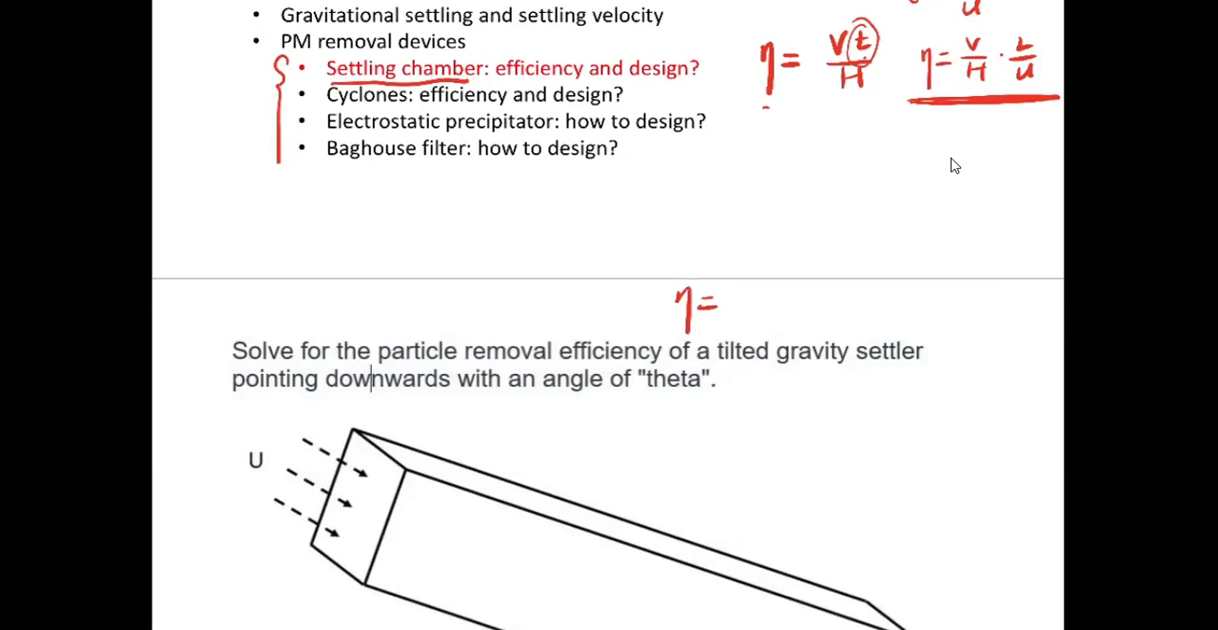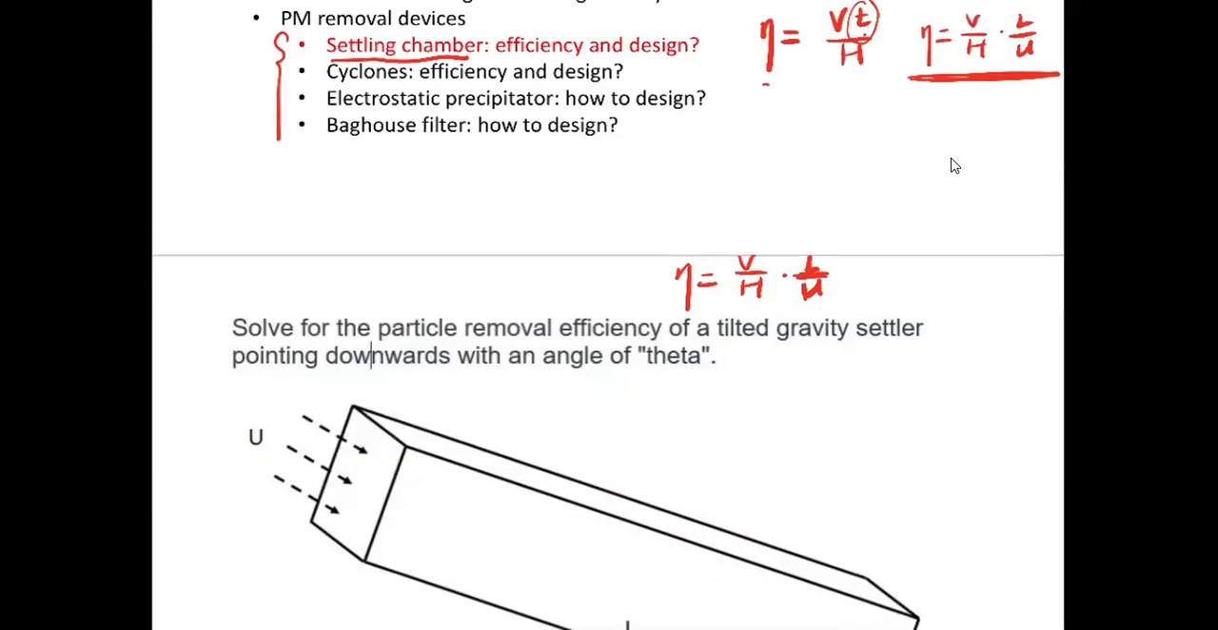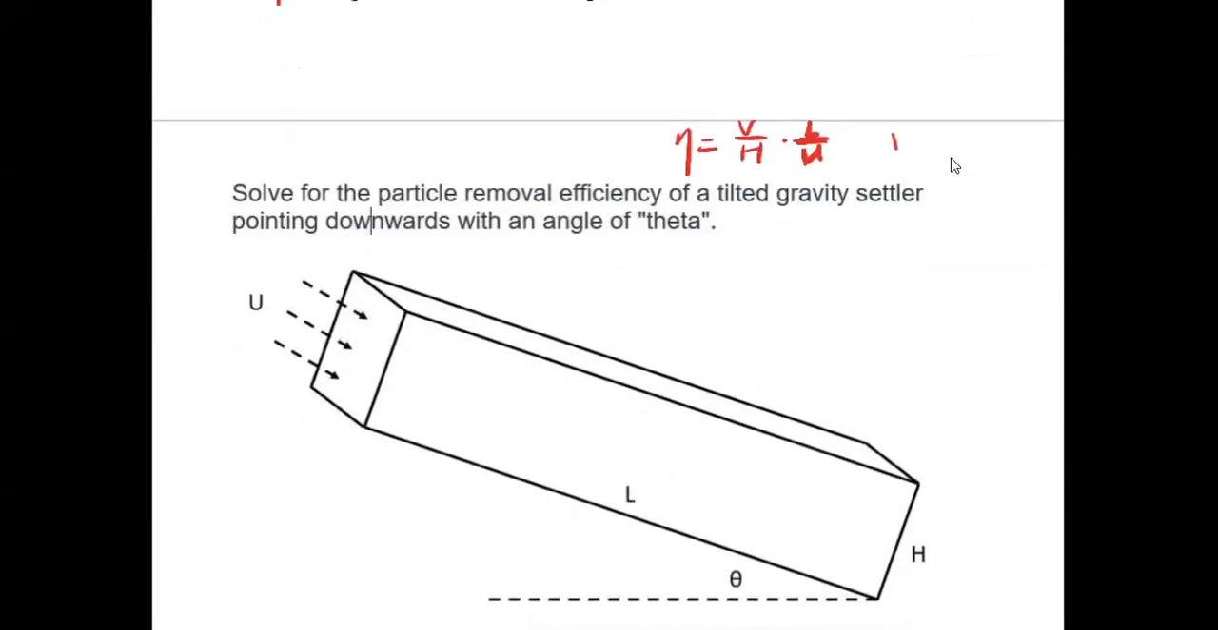Eta is equal to V H multiplied by L divided by U. Further, this V here is the settling velocity. The settling velocity is just m g divided by 3 pi mu d p. Recall that we set up a balance here, and that's how we calculate this settling velocity.